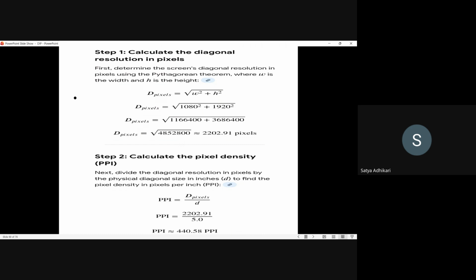So d pixel equals the square root of w square plus h square, width and height. You see 1080 square plus 1920 square, root over. It is calculated, and the summation is this, and taking the root of the amount, we finally get approximately 2202.91 pixels.